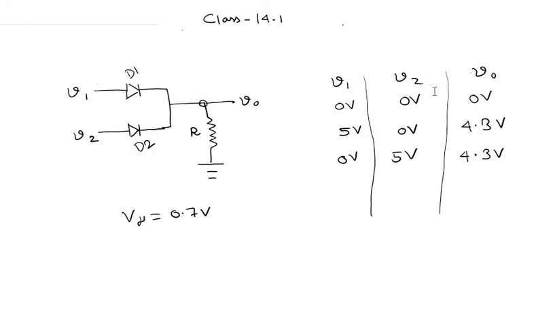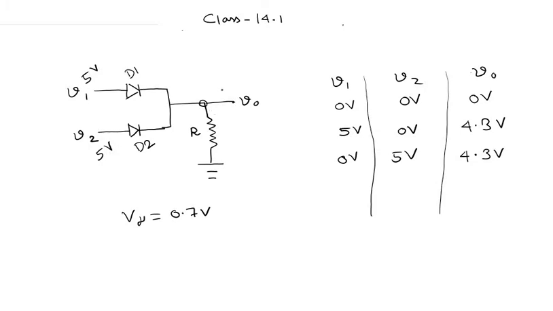So that's the explanation for V1 equal to 0 volt and V2 equal to 5 volt. And the fourth case that we might have is basically both V1 and V2 are at 5 volts. So both V1 is at 5 volts and V2 is also at 5 volts here.